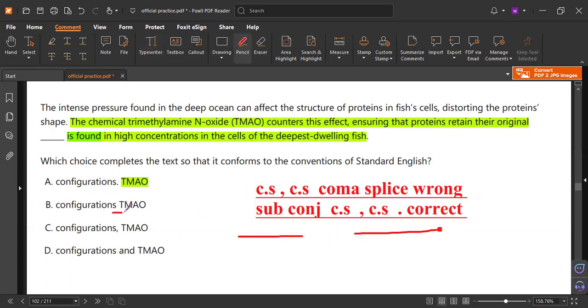So now we have two complete sentences. Between them here, there is no punctuation, so it's a run-on. Here, comma splice mistake. Here it can be FANBOYS, but we need a comma. As you know, complete sentence, comma, FANBOYS, complete sentence, full stop, correct? That means here letter A is the best answer. All right?